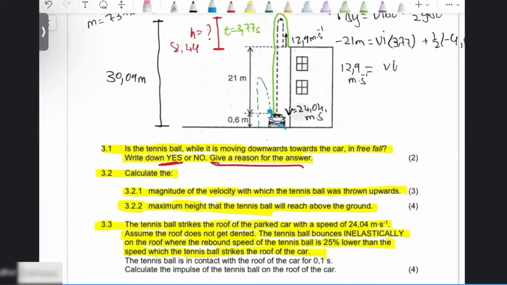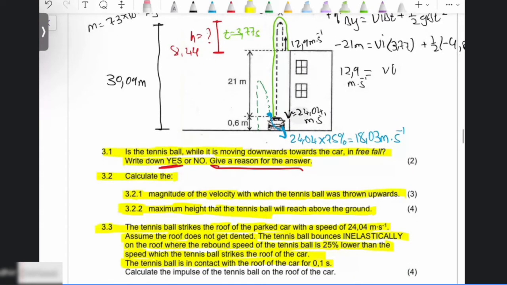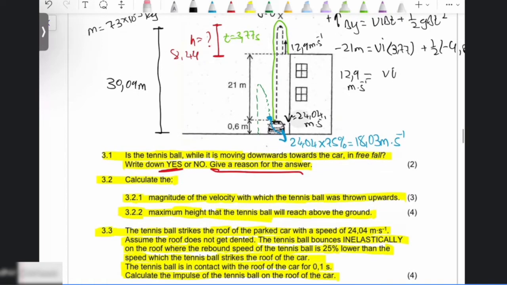I'll say that the velocity that it's actually going to be going back up at is going to be 24.04 times 75%. So 24.04 times 75% is 18.03. So 18.03 meters per second is the velocity at which it's going back up. It says the tennis ball is in contact with the roof for 0.1 seconds. Calculate impulse. Okay, so let me just redraw the situation here because it'll be easier for us to understand.